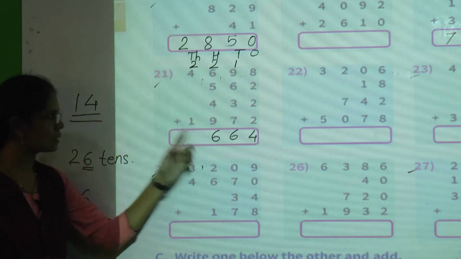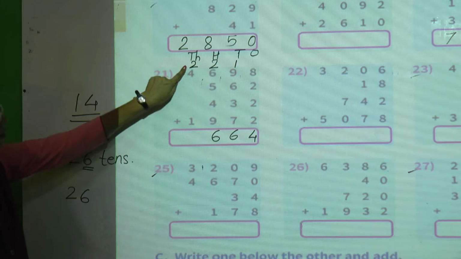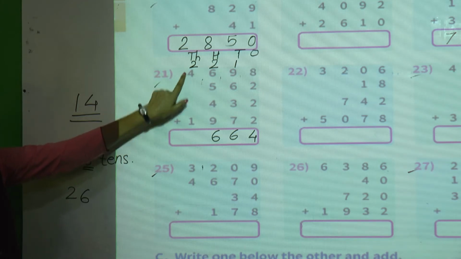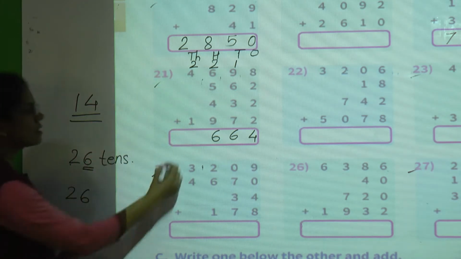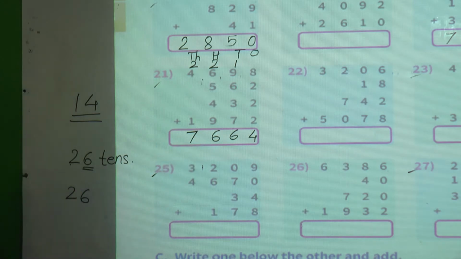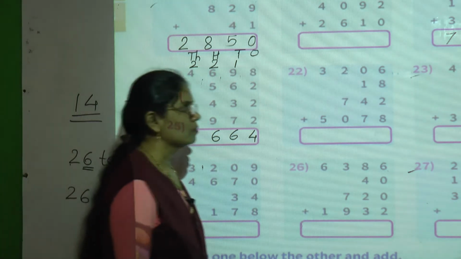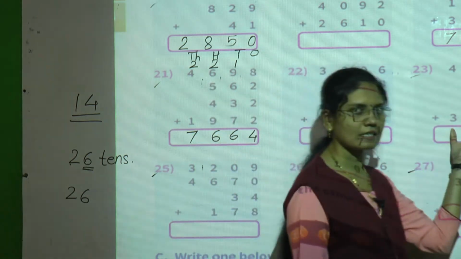Now see the thousands place. Here 2 plus 4, 6, and 6 plus 1, 7. So what will be the answer? The answer is 7664. Okay. Now we will move to the next example.